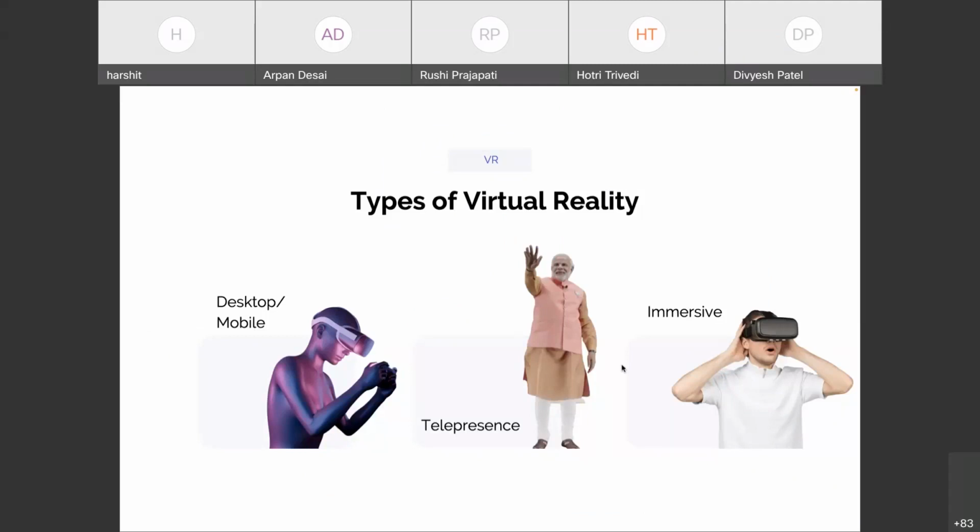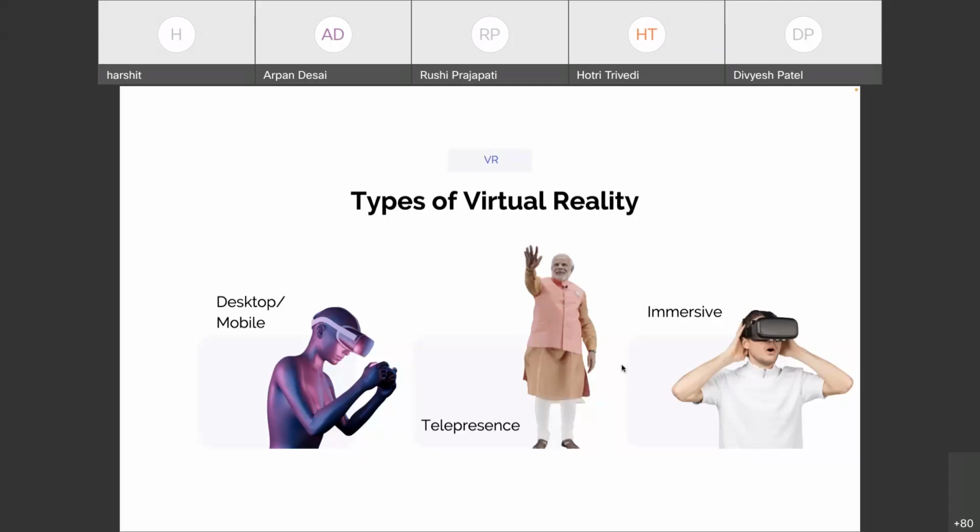The second one is telepresence virtual reality. If you remember, Narendra Modi conducted a virtual 3D hologram rally back in 2013-2014. A hologram of Narendra Modi stands in front of you and speaks to you, like in a virtual rally. That is called telepresence virtual reality, where any person or user can communicate with any other user or users using virtual reality.